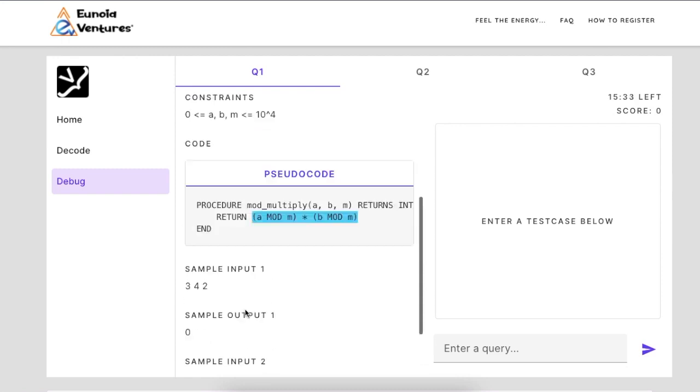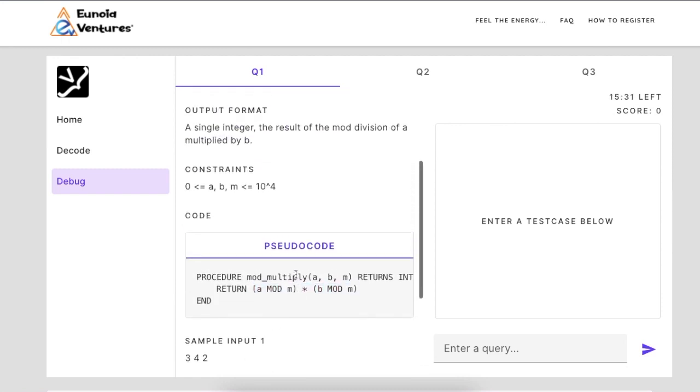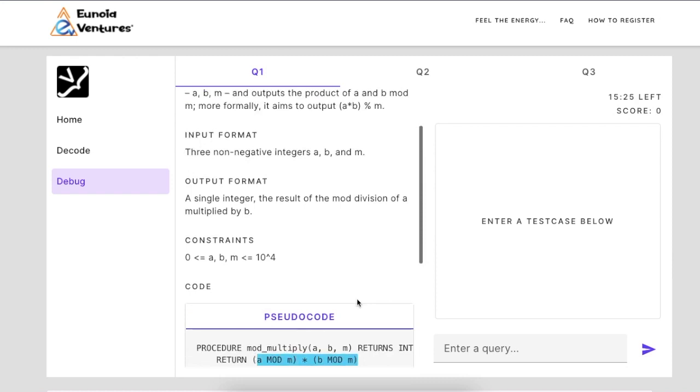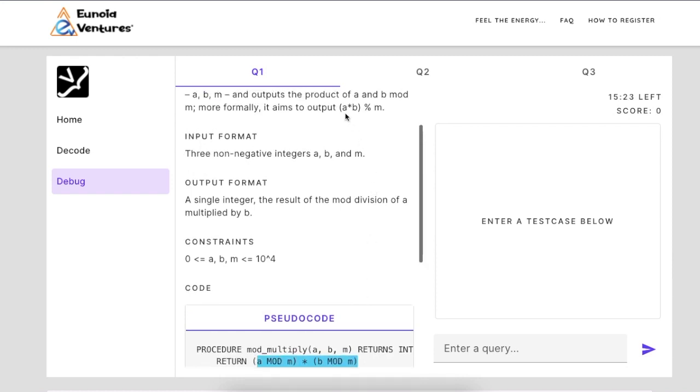So what we need to do is find a specific input case that for this expression outputs a wrong answer. It does not output the same number as you would get if you did this.